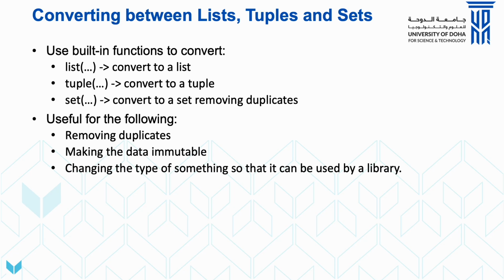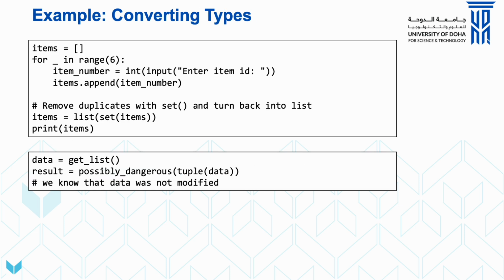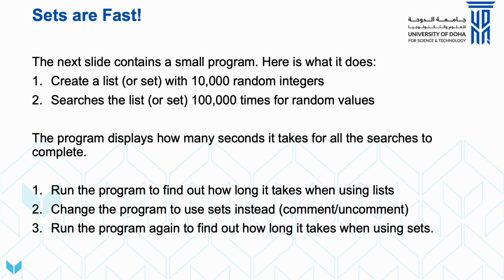Okay, and we've seen this before. Sometimes you have something in one format, and you need to change it somewhere else. Okay, what did I put in here? This is the example I had earlier. So remember, if I have a possibly dangerous function that I don't know what it does, I turn it into a tuple, and I'm guaranteed that the data was not modified. This can be really, really helpful.